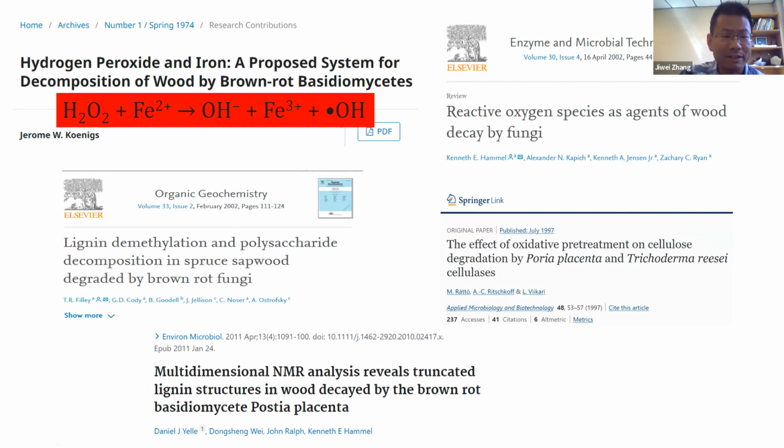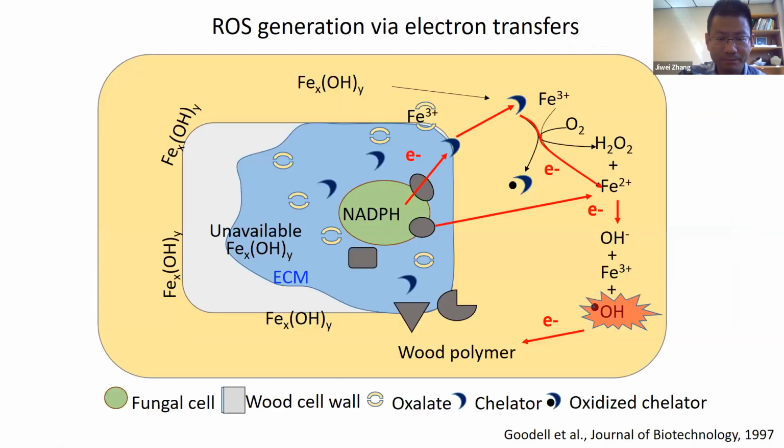This has been proposed since the 1960s and 1970s. This is an equation for producing one of the ROS radicals, the hydroxyl radical, which is mediated by the reaction between hydrogen peroxide and reduced iron to produce these radicals. These radicals can aggressively attack cellulose structures and cause degradation.